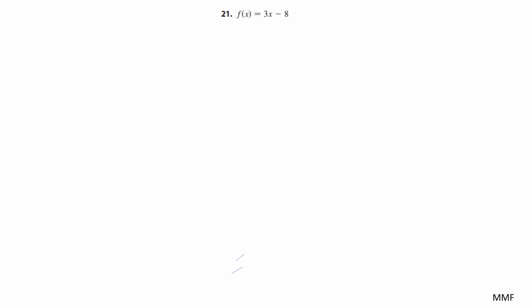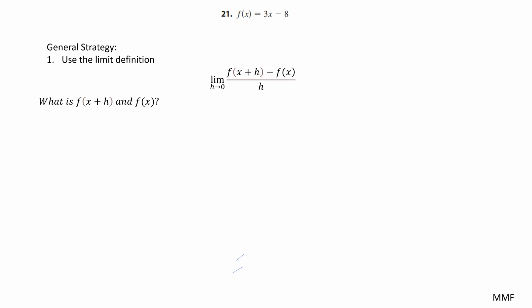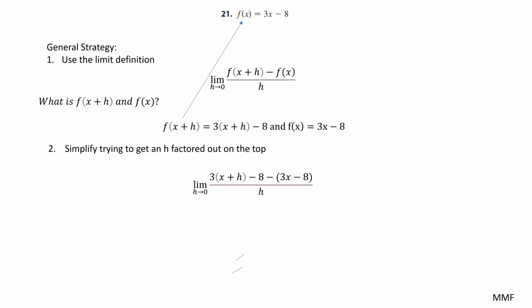So let's begin. Here we have 3x minus 8. So we're going to use our limit definition. The question is, what is f of x plus h and what is f of x? In this case, f of x plus h is we're literally just putting in x plus h into the formula where we see an x. Pretty simple. All right, so now we're going to try and factor out the h from this expression, right?